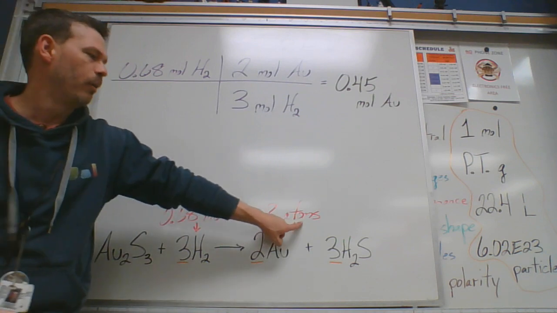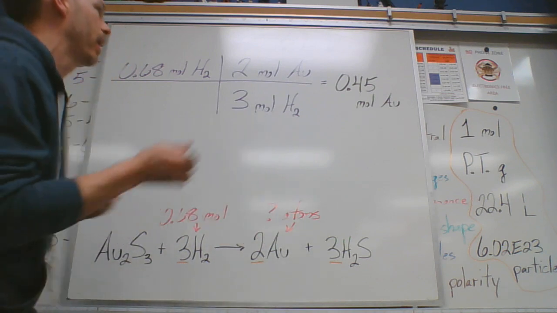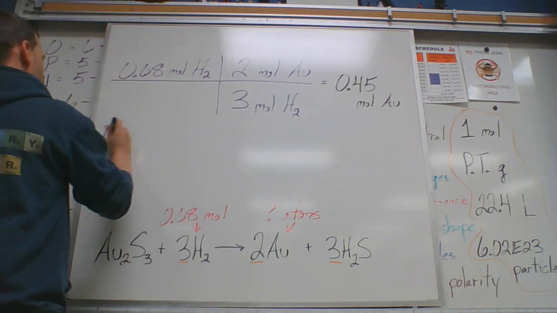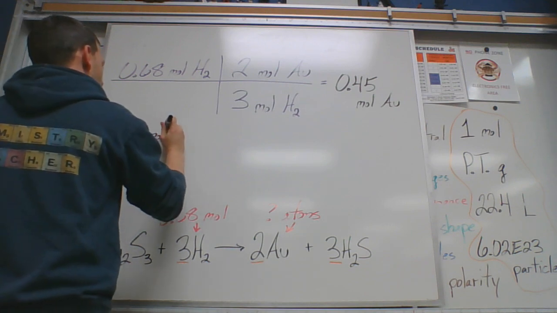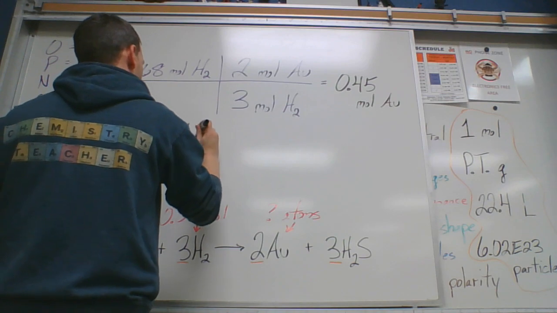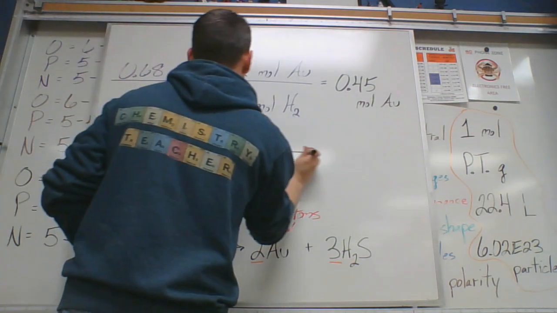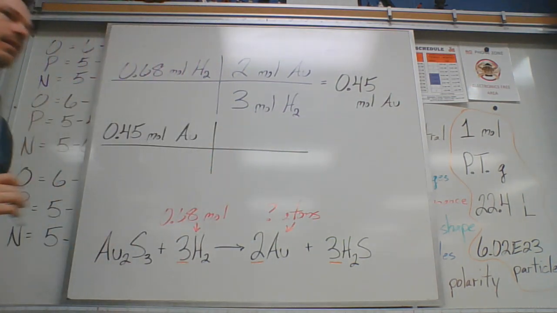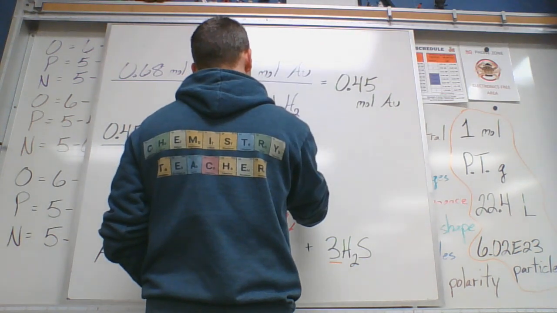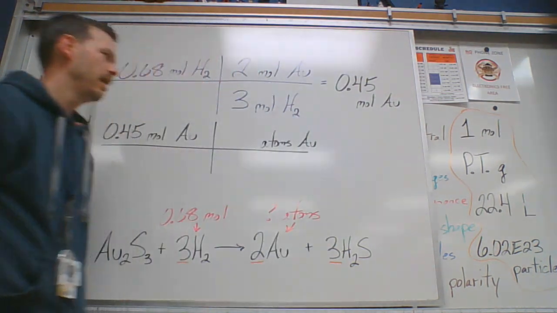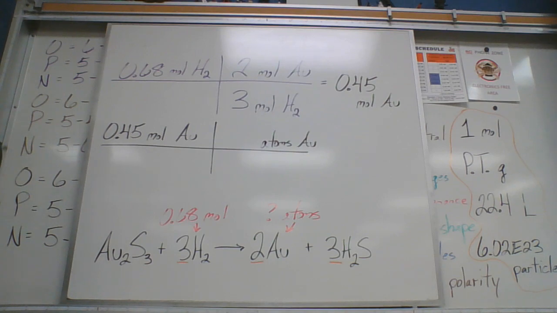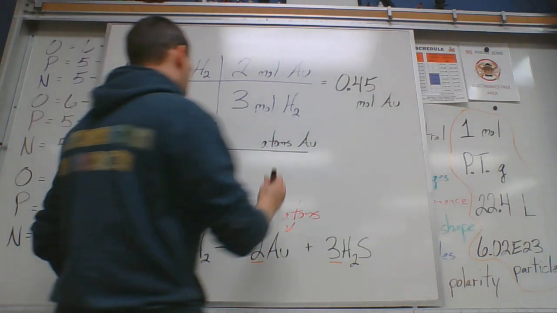Yeah, because it doesn't want moles. It wants atoms. So let's get that going then. Let's take the 0.45 moles of gold now, and we'll convert that to what it wants. Atoms of gold. Drag your diagonal.